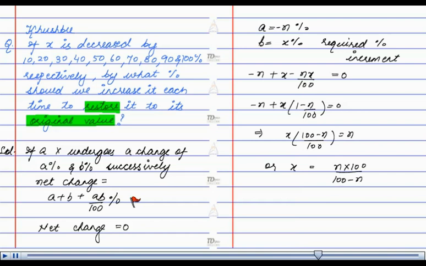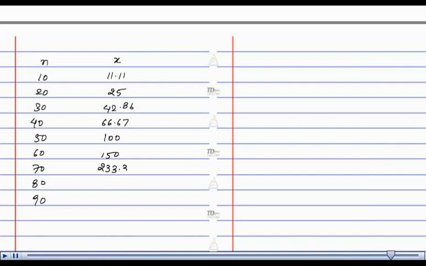Substituting the values of n as 10, 20, 30, 40, 50, 60, 70, 80 and 90, we can evaluate the values of x, which come out to be 11.11, 25, 42.86, 66.67, 100, 150, 233.33, 400 and 900. This is the required solution.